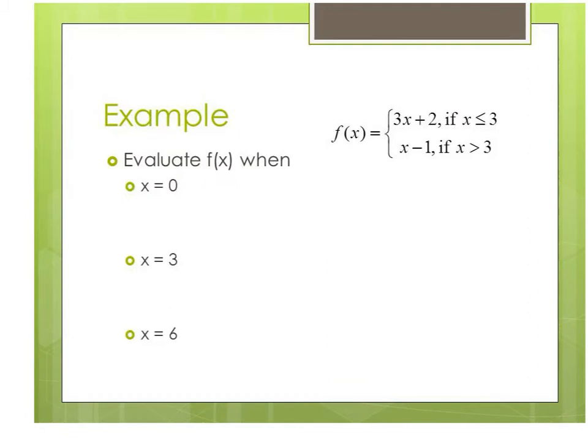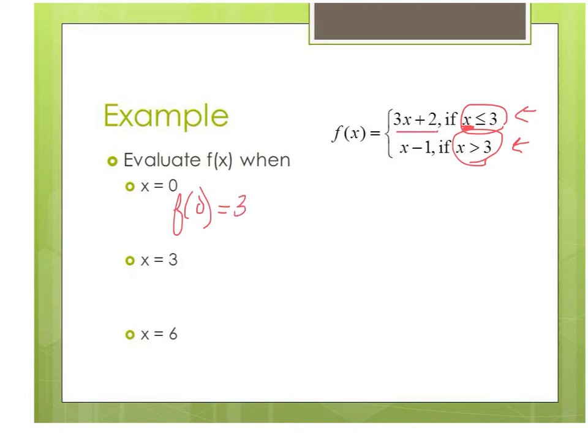Okay, so we have a different piecewise function up here. f of x equals 3x plus 2 if x is less than or equal to 3, or x minus 1 if x is greater than 3. And notice you can't be in both, because either you're less than or equal to 3 or you're greater than 3. You're not both. So if I want f of 0, which one of these would be when x is 0? It would be the top one, right? Because the top one is for all x's that are less than or equal to 3. That includes 0. So I'm going to use the top equation.